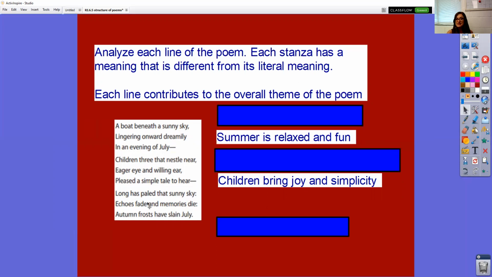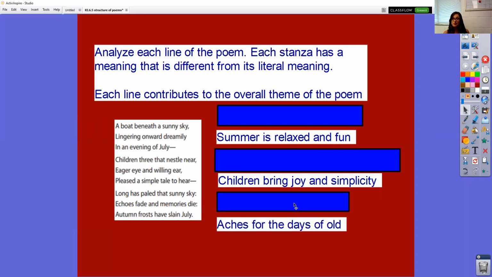Long has paled that sunny sky, echoes fade, memories die. Autumn frost have slain July. This person is aching for the days of old, reflecting back on life as it has passed. So those are just some ways to look at poetry a little bit differently, analyzing the structure of the poem using stanzas and lines and a rhyme scheme. Also analyzing each line as it contributes to the overall thing that we can learn.